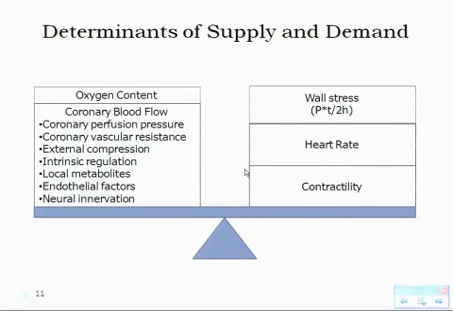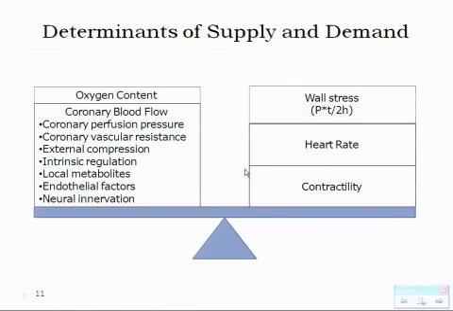So when you look at the determinants of supply and demand, you look at the oxygen content, which is, of course, very important. That has to do with anemia. It also has to do with blood flow itself. The coronary blood flow has to be related to coronary perfusion pressure and coronary vascular resistance. It could also be affected by external compression, like I talked about earlier. Then there is intrinsic regulation, such as the endothelial wall releasing certain enzymes and markers to keep the blood vessel dilated. There are also local metabolites, such as adenosine. Adenosine will cause vasodilation in the coronaries, as well as nitric oxide, and also endothelial factors and neuroinnervation.